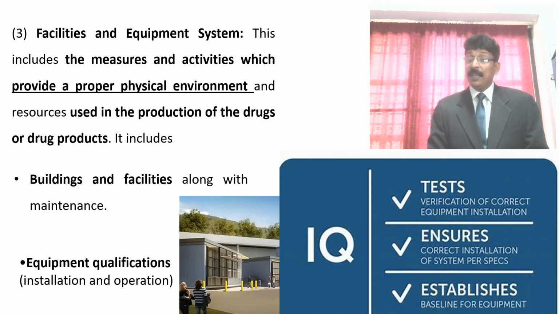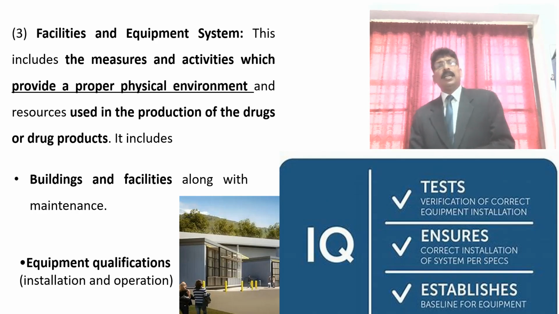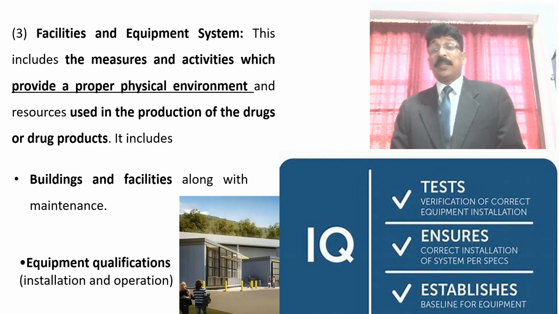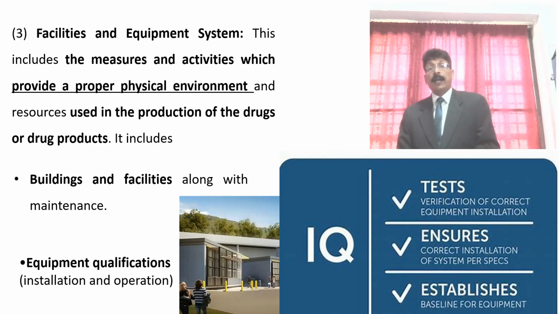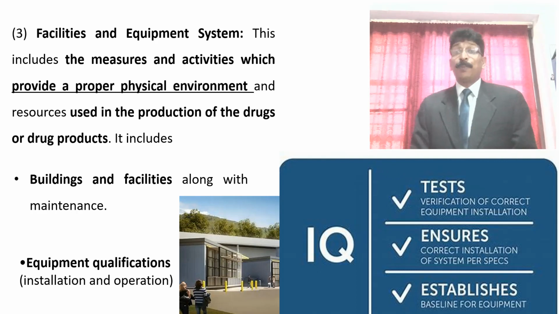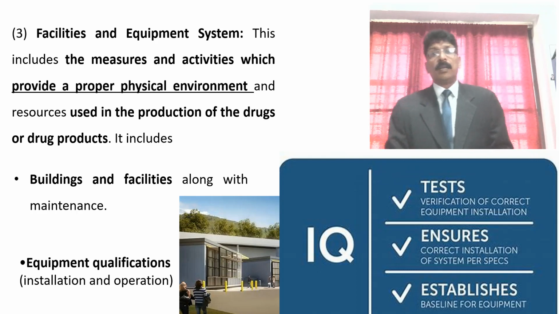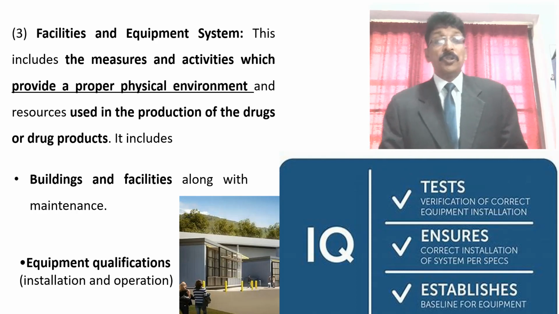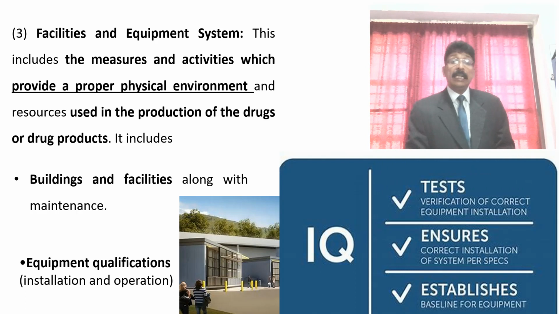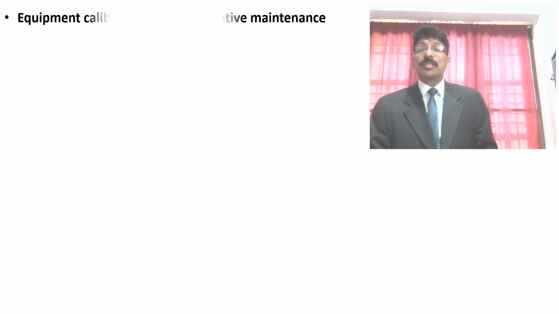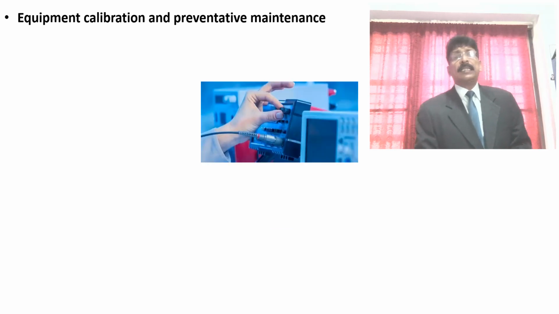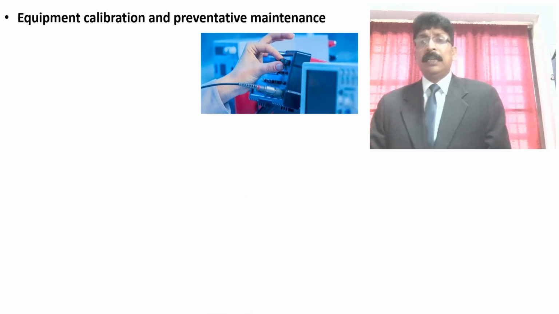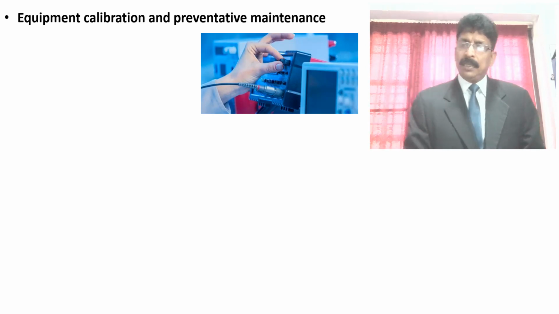In equipment quality or inspection quality, you can see in-process quality testing; verification of correct equipment installation is very important and ensures correct installation of the system per specification. Then establishing a baseline for equipment, the requirement of a baseline for the operator, is also very important to know about equipment qualification. Equipment qualification means installation and operation procedures are very important. Then equipment calibration and prevention: you know very well, it should be calibrated and verified so that errors are not seen in the pharmaceutical industry or when you are manufacturing medicinals.